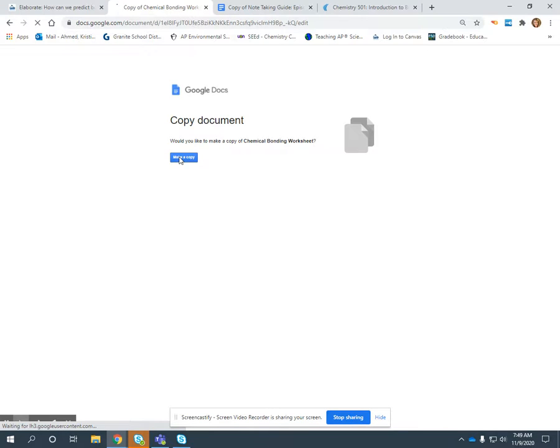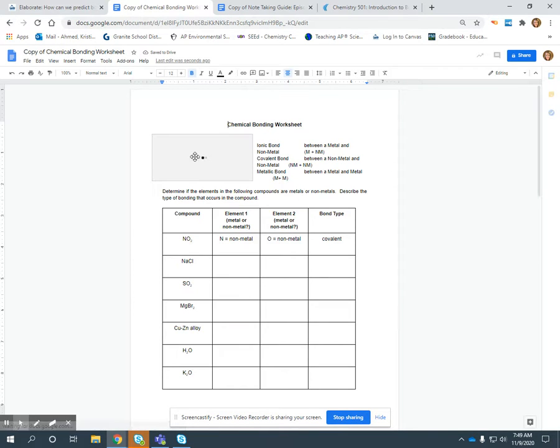If you make a copy of this, you'll see that we can use this information to predict which type of bond will form based on if we have metals or non-metals. So the first one is done for you. Nitrogen is right up here in this corner. It's a non-metal. Oxygen is right up here in this corner. We look at the periodic table, it's a non-metal. And the pattern when we have a non-metal and a non-metal, that is a covalent bond. Between a metal and a non-metal would be an ionic bond. A non-metal and a non-metal would be a covalent bond. So that's why we put covalent type here.